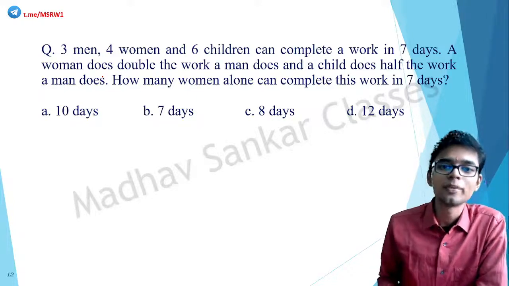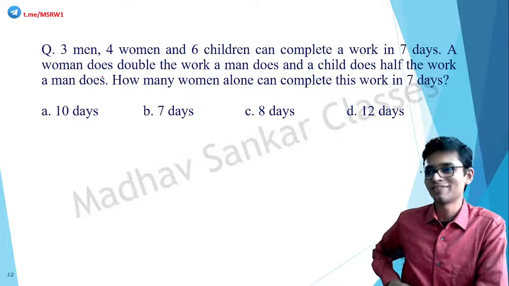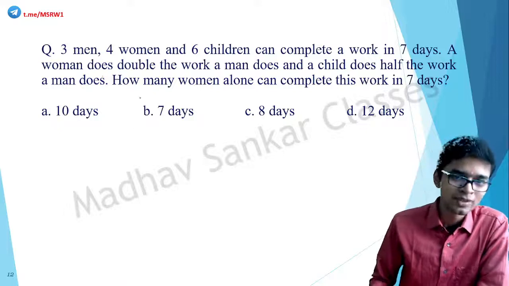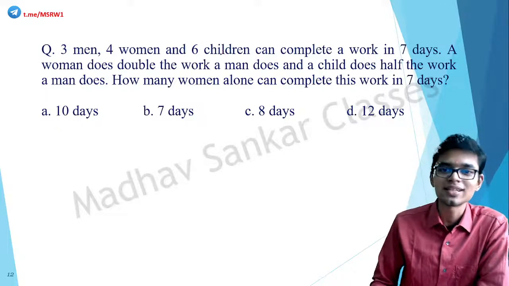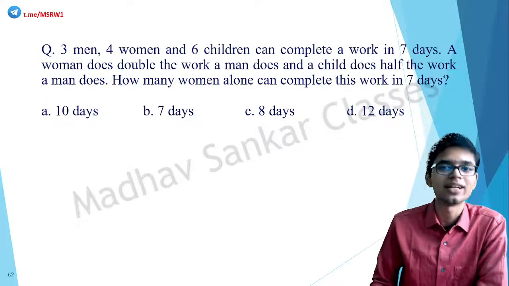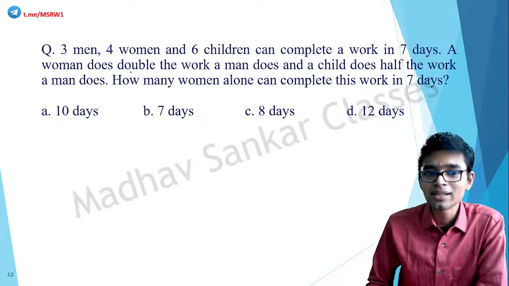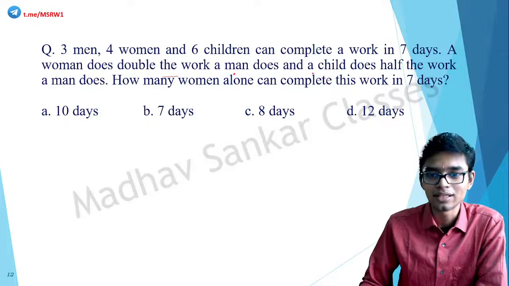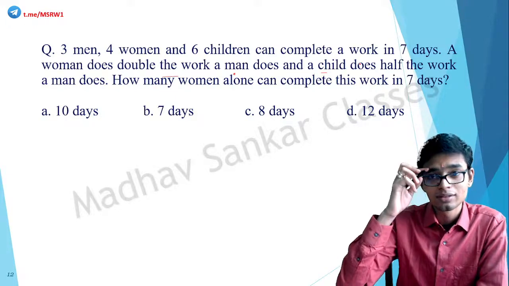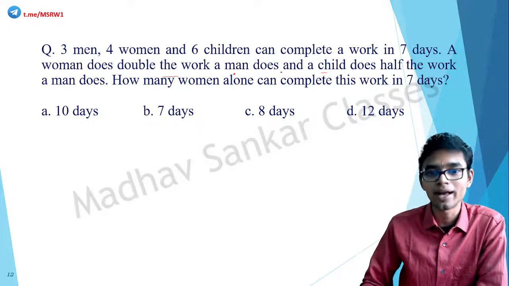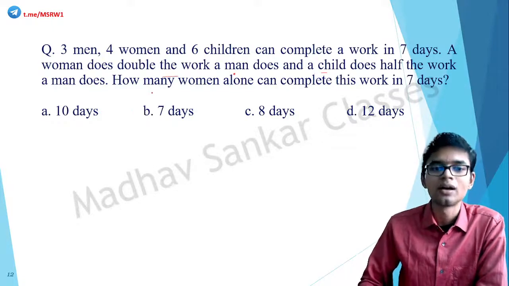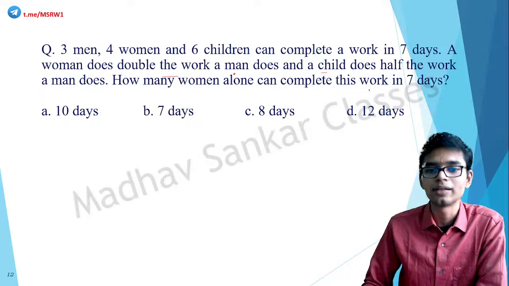3 men, 4 women, and 6 children. Okay, instead of just 2 variables, we are adding one more here. So 3 men, 4 women, and 6 children can do a piece of work in 7 days. A woman does double the work of a man, and a child does half the work a man does. How many women alone can complete this work in 7 days?